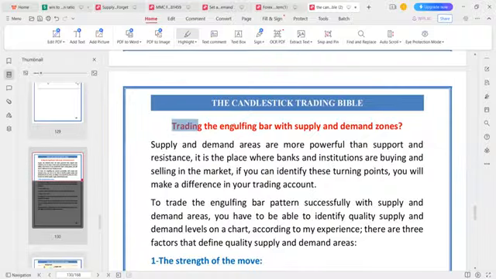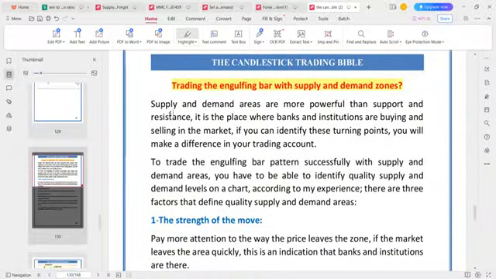All right, trading the engulfing bar. So take note, we've been mainly focusing on the engulfing bar, but in different scenarios using the FIB and the trend lines. Now we're jumping onto supply zones. We're also looking at it in the ranging market. So now we are trading the engulfing bar with supply and demand zones.